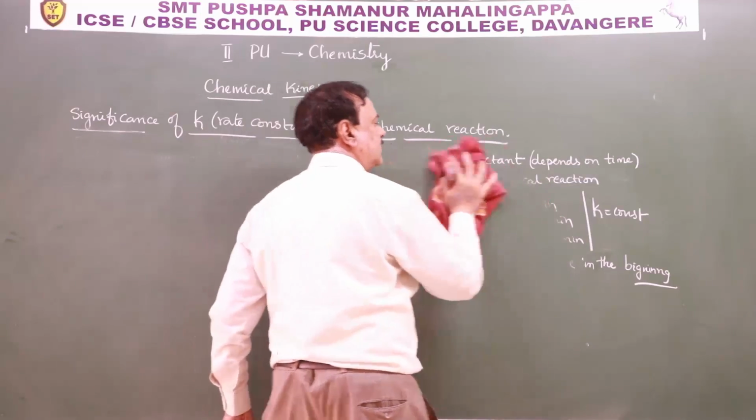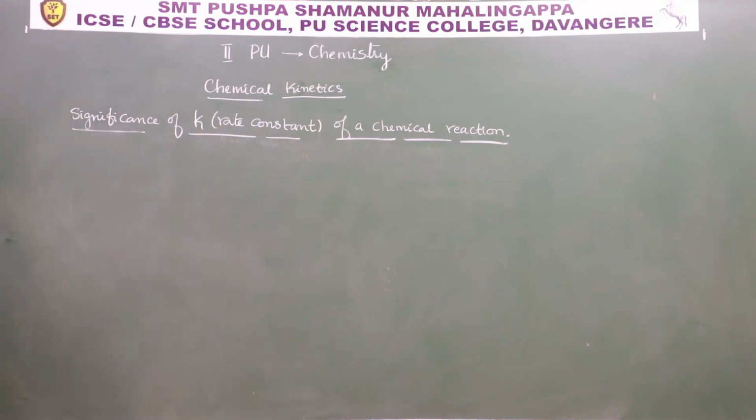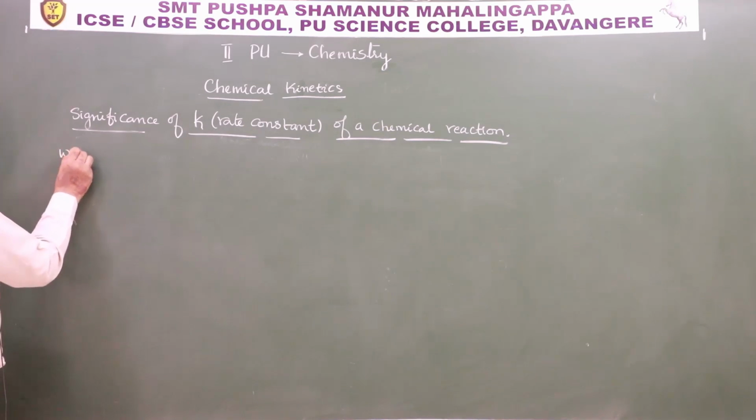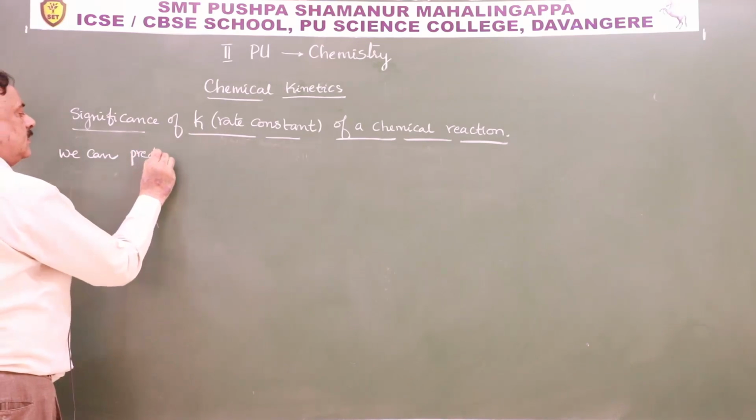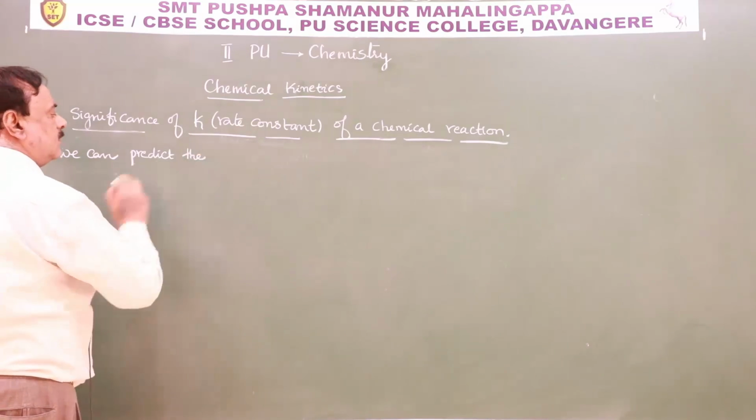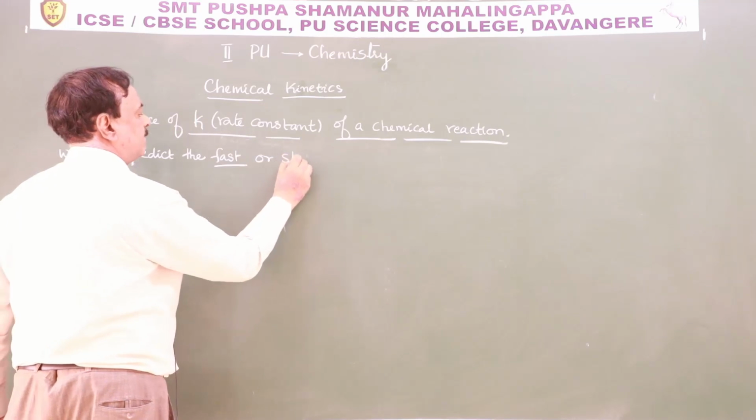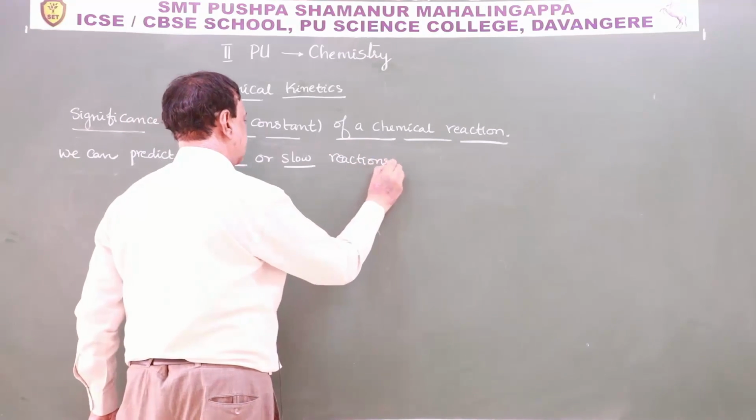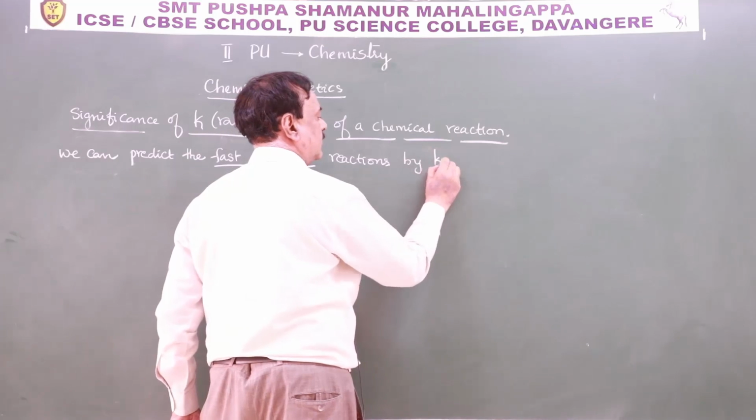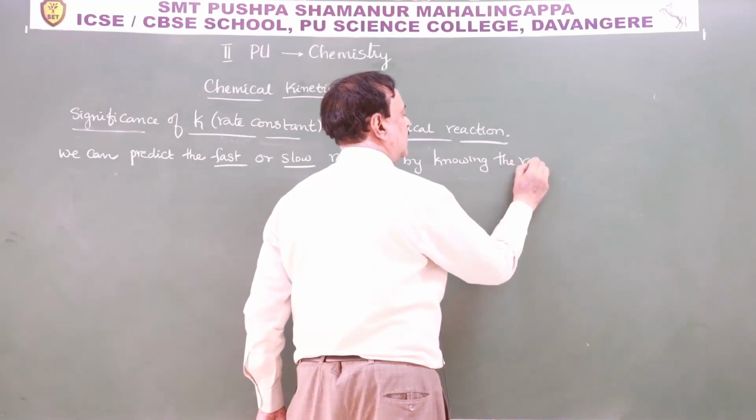We can predict the velocity of the chemical reaction. We can predict the fast or slow reactions by knowing the value of K.